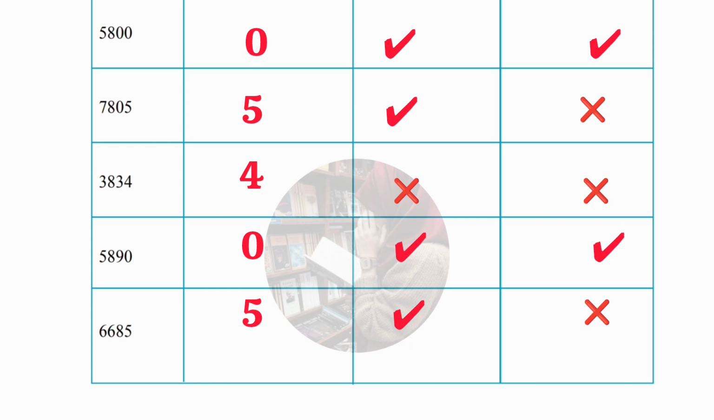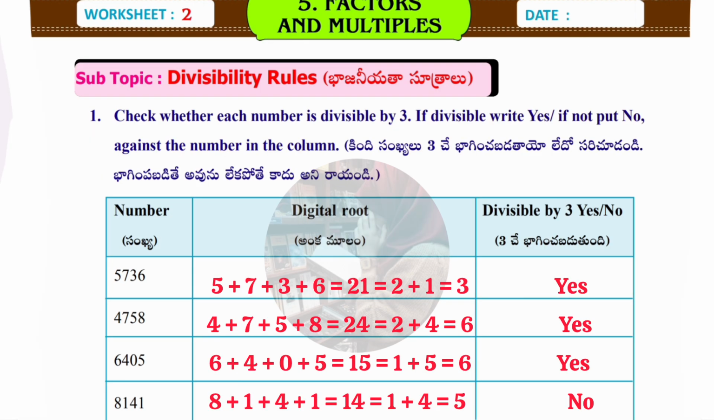Okay guys, now we'll move to worksheet number 2. Here the topic is divisibility rules. Let's see the first Roman. Check whether each number is divisible by 3. If divisible, write yes, or if it is not divisible, then write no against the number in the column.